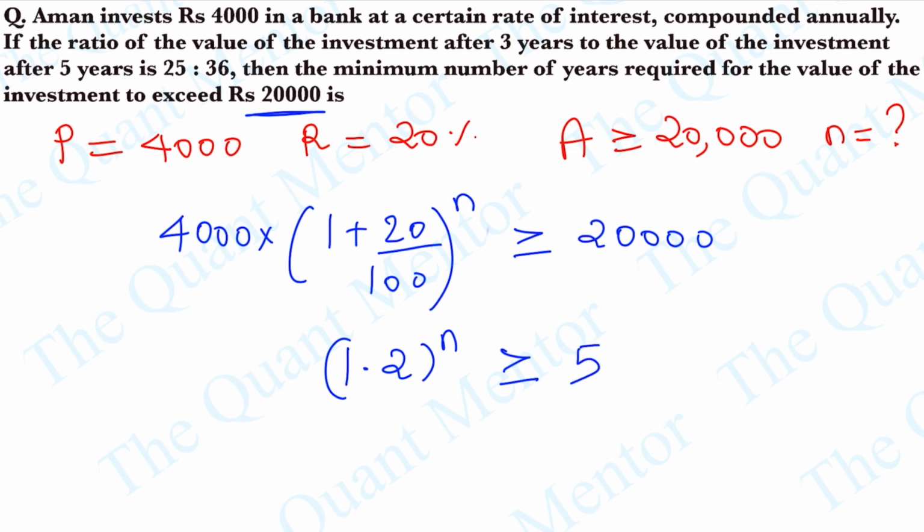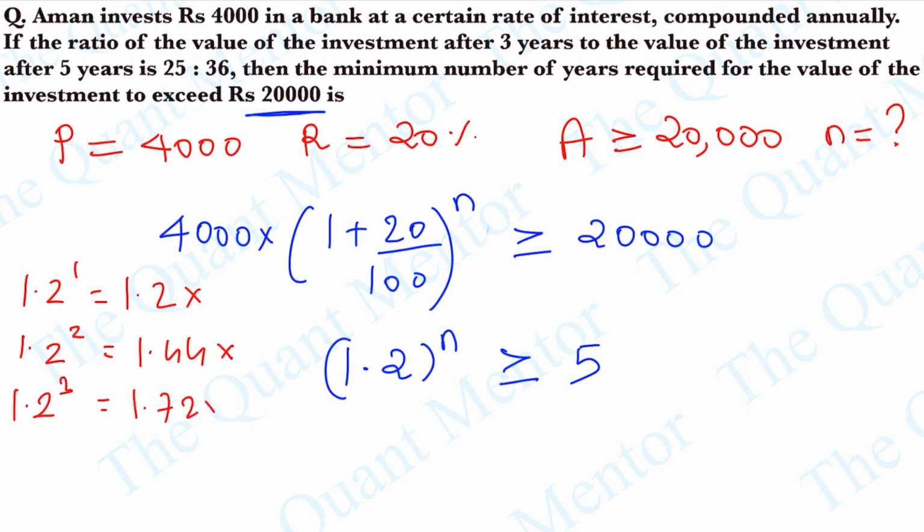So now one way is you can approach this problem henceforth manually. You can plug in the value of N and find out what value of N gives you 1.2 raised to N greater than or equal to 5. So 1.2 raised to 1 is equal to 1.2 only, which is not greater than or equal to 5. Similarly, 1.2 square will be 1.44, not greater than 5. 1.2 cube is also 1.728, not greater than 5. 1.2 raised to 4, for this we can use the calculator now, 2.073 approx. So again this is not greater than 5.